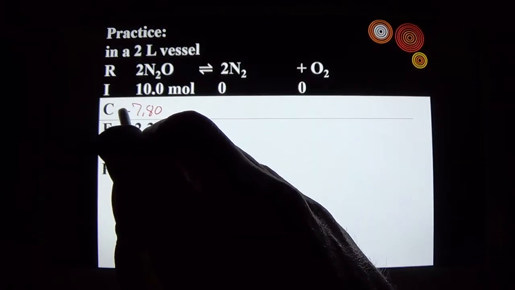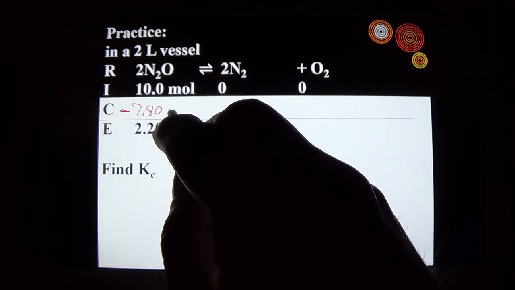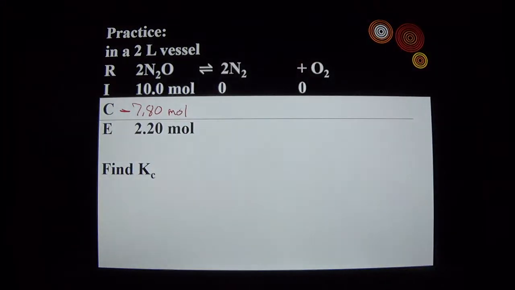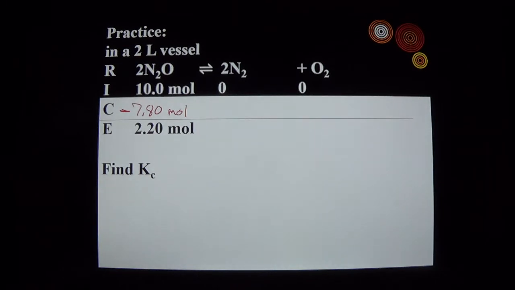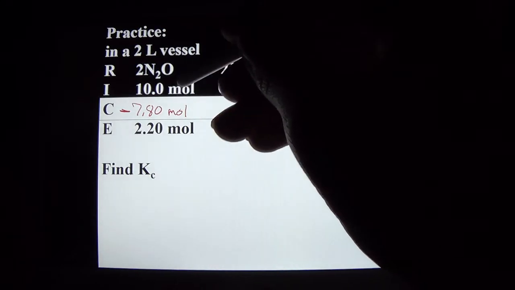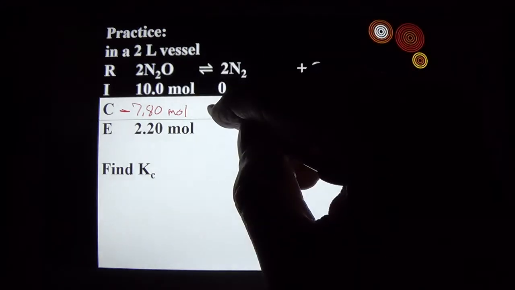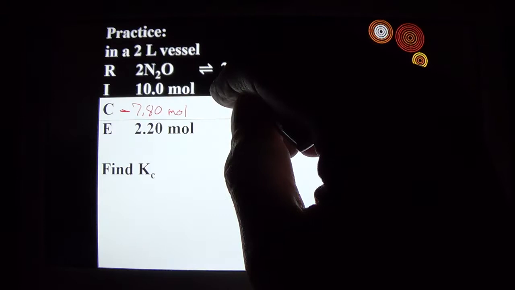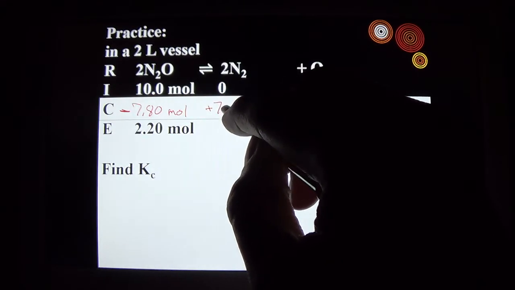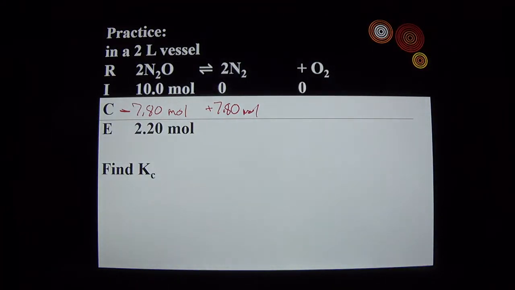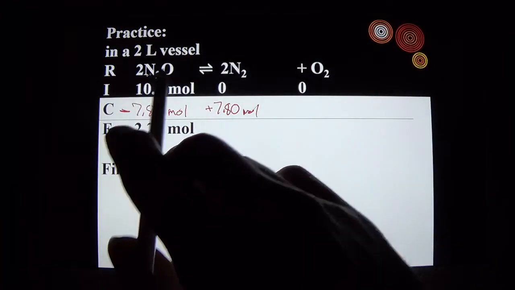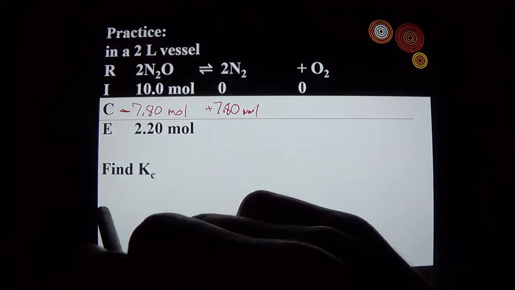But here's what's happening. I like putting the minus sign there to let me know I am losing. I am losing 7.80 moles. If I don't put a minus sign there, you might be tempted to add. And that's why I like showing the minus sign there. Because on the other side, if I lose reactants, if I use them up, I should be gaining them on the product side. 2 to 2 ratio. So this is still plus 7.8 moles. Okay, notice how the ratios are the same in the coefficients.